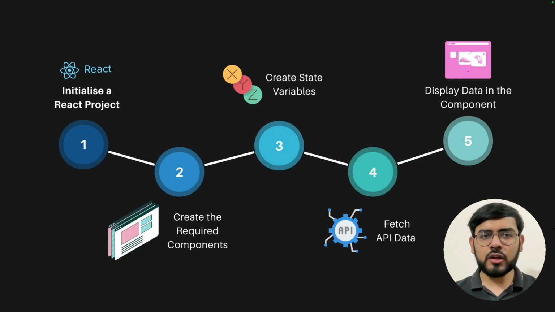Before we start writing the code, let us take a quick look at the steps that we have to go through to get this done. The very first step is to initialize the React project. Then we'll create the required components. Then we'll create the state variables to store the API data that will come in. Then we'll fetch the API data. And finally, we'll display that data out on the screen.